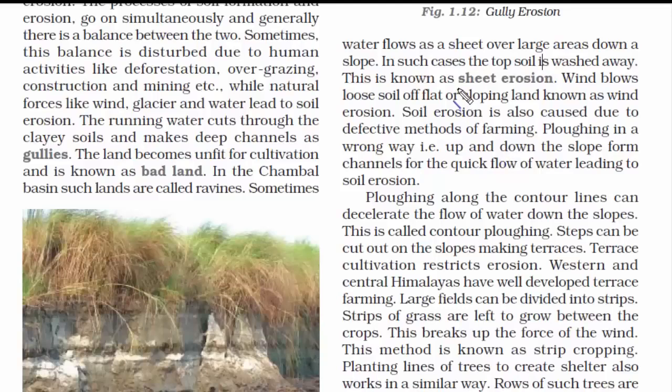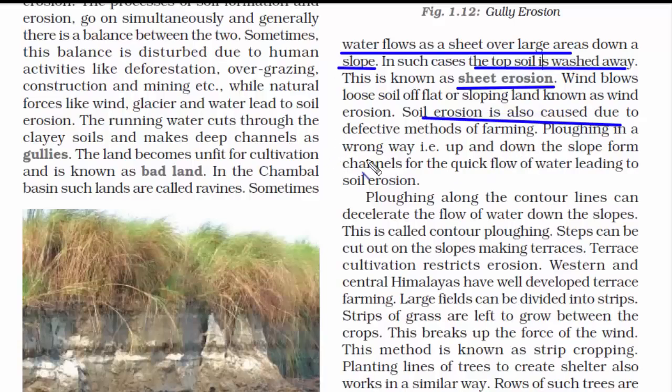Now there's something called sheet erosion. It means a complete sheet of topsoil is washed away. And how does that happen? If there is a water flow over a large area, for instance in irrigation, sometimes soil erosion is also caused due to the wrong way of plowing. So you have to plow in a straight manner. If you do it in an uneven manner, it will form deep channels and gullies, and that will actually take away the water, and with the water the soil will be eroded.